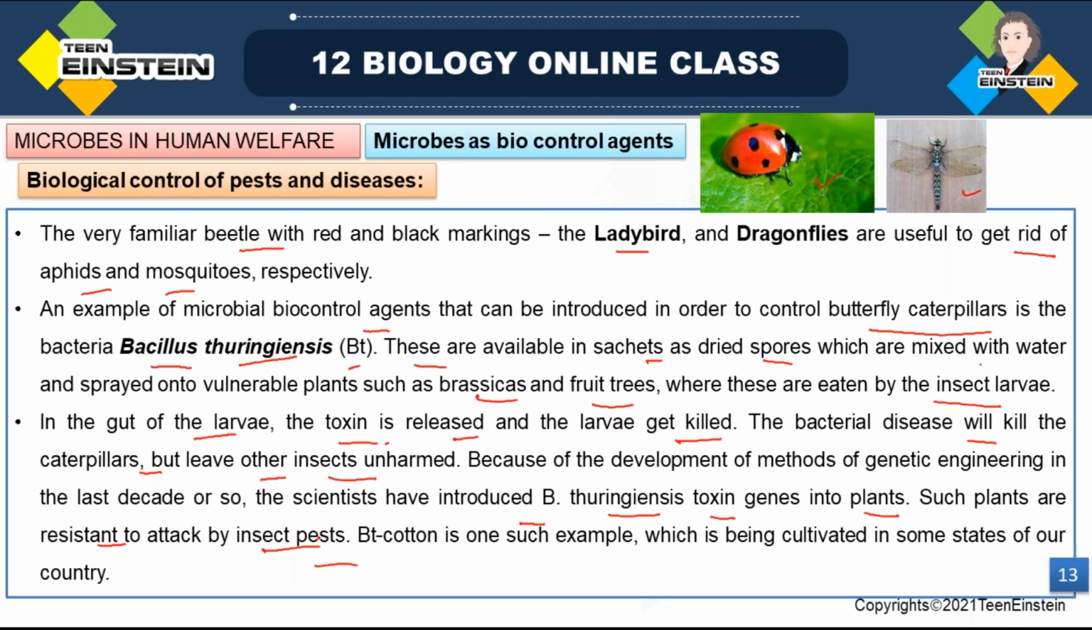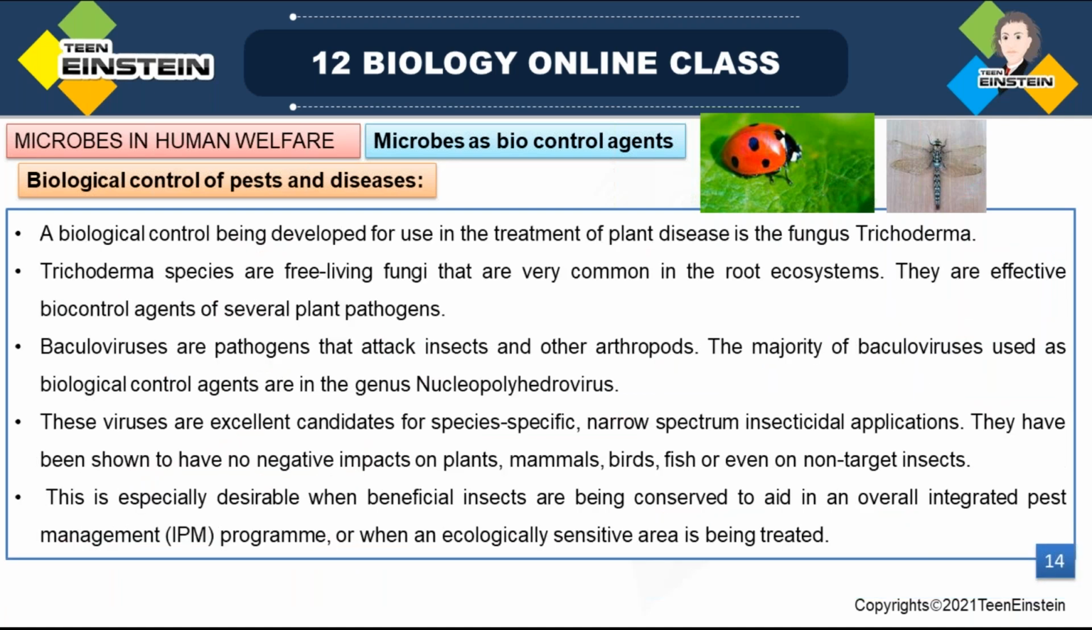That's how genetic engineering developed this kind of methods, and they introduced this Bacillus thuringiensis toxic gene into plants. So those plants are resistant to the attack of these insect pests. For example, Bt cotton. In Bt cotton they have introduced such genes, and this Bt cotton is cultivated in different states of our country.